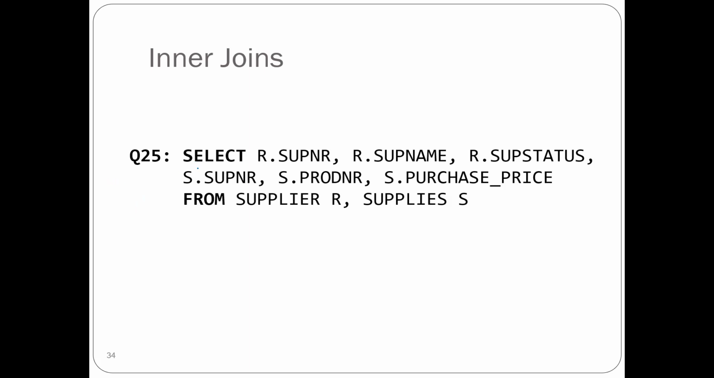So here what do we have? I'll first read the query from the top, and then in the second reading I'll start from the bottom to explain what's going on. The query says: select r.subnr, r.subname, r.substatus, s.subnr, s.prodnr, s.purchaseprice from supplier R, supplies S.